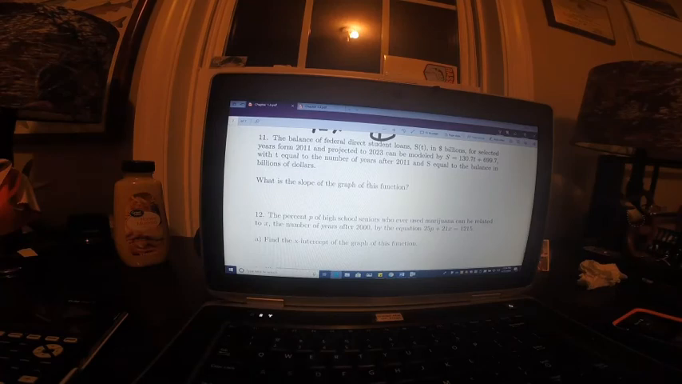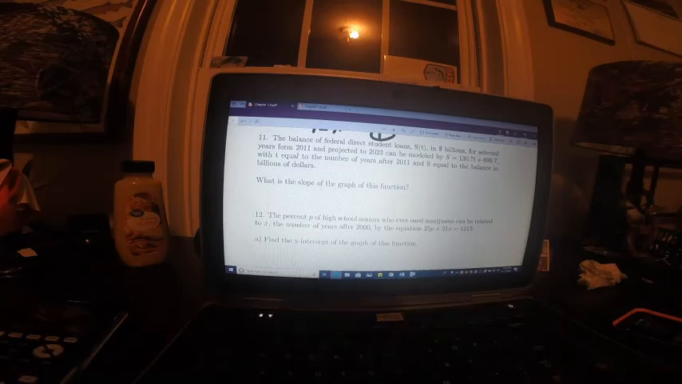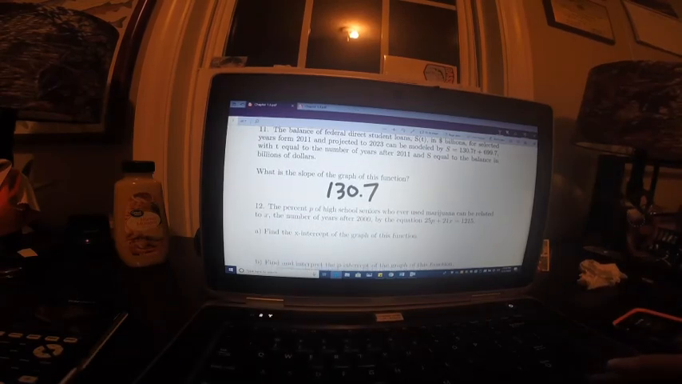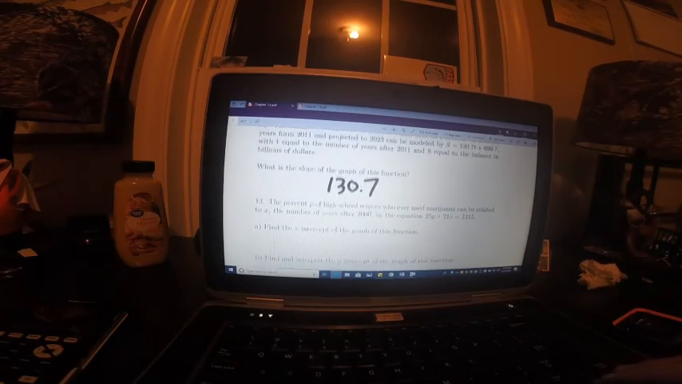Alright, number 11. The balance of the federal direct student loans, S of T, in billions of dollars for selected years from 2011 and projected to 2023 can be modeled by, we've seen this function before, with T equal to the number of years after 2011 and S equal to the balance in billions of dollars. So what is the slope of the graph of this function? Well, the slope is just whatever's in front of this T here. So the slope here is 130.7. That's pretty easy. Like I said, really complicated sounding word problem, really simple, easy answer.